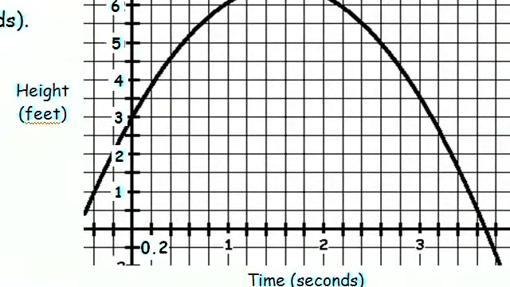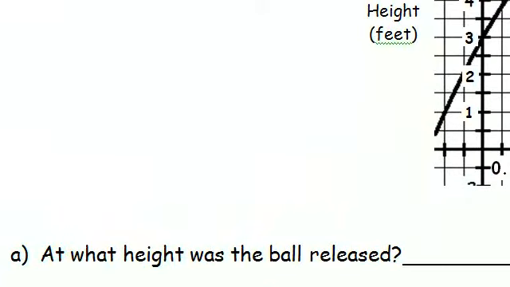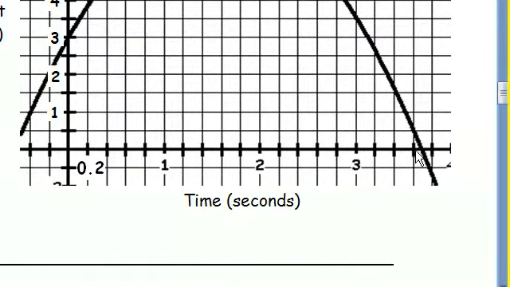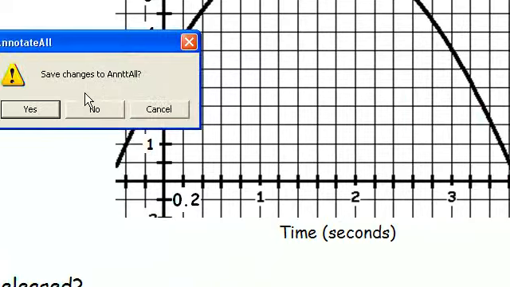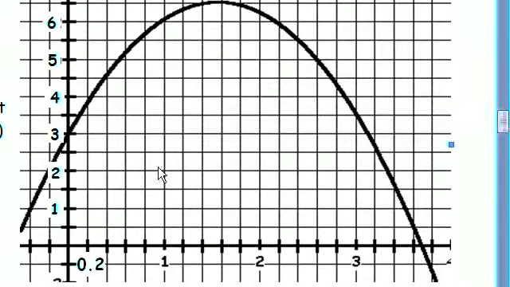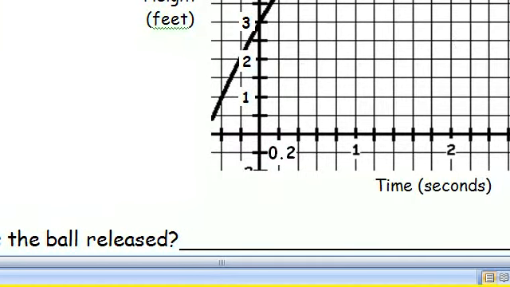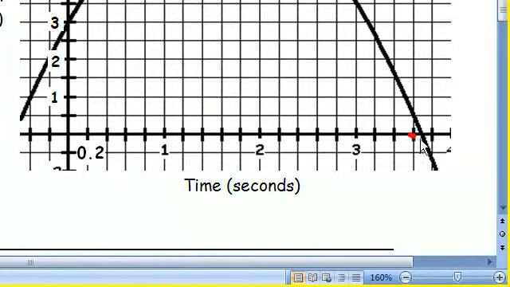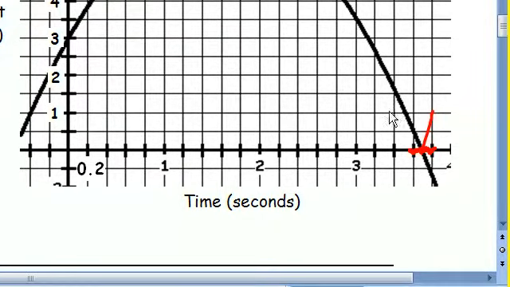Describe what happens to the ball between 3.6 and 3.8 seconds. Okay, let's go back up to our graph. 3.6, 3.8. Wait, dang it, why is my memory so bad? 3.6, 3.8. I mean, in this area it's hitting the ground. This is when it comes into contact with the ground.